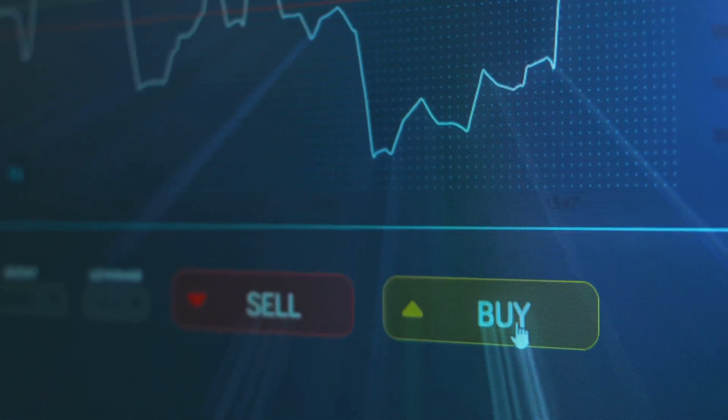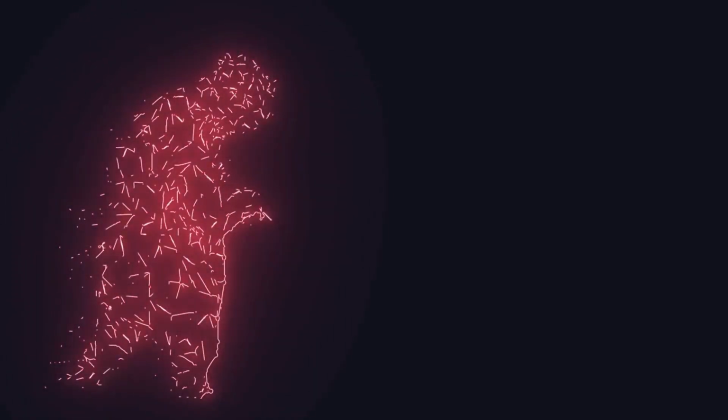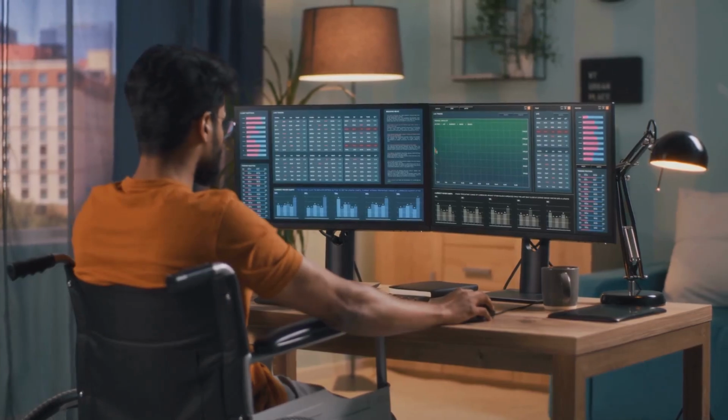The signals are clear. Price moves above the SMA line, that's a potential buy signal. Price moves below the SMA line, that's a potential sell signal. This is a straightforward strategy that is perfect for our first automation attempt.